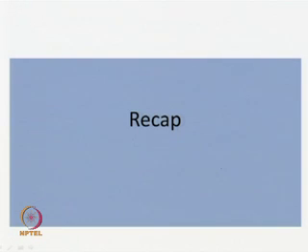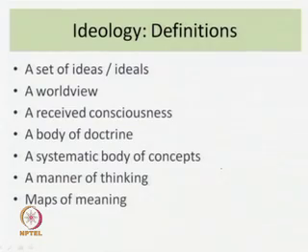Now, as always, let us do a recap of what we learned in the last lecture. You will recall that we talked about ideology having several definitions, and we said that ideology may be seen as a set of ideas and ideals, as received consciousness, as a systematic body of concepts, and more importantly as maps of meaning or pointers to the creation of meaning.